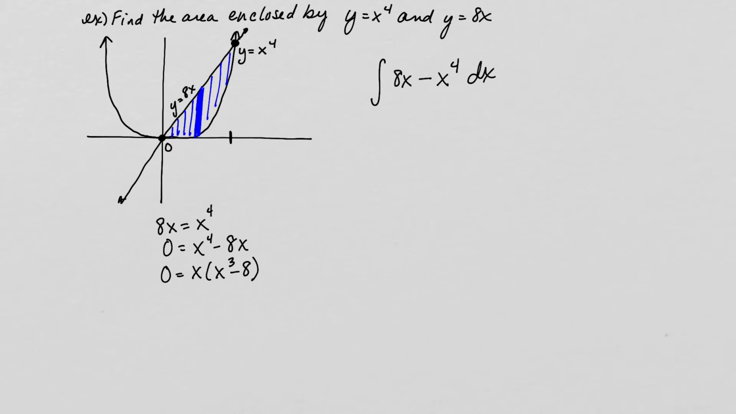And then if we set each of those pieces equal to 0, we're going to get x equals 0, or x cubed minus 8 equals 0. The x cubed minus 8 equals 0, that's saying that x cubed has to be equal to positive 8. Or x is equal to the cube root of 8, and the cube root of 8 is 2. So we're going from 0, which we already knew just based on our picture, to 2. So we want to integrate this from 0 to 2.